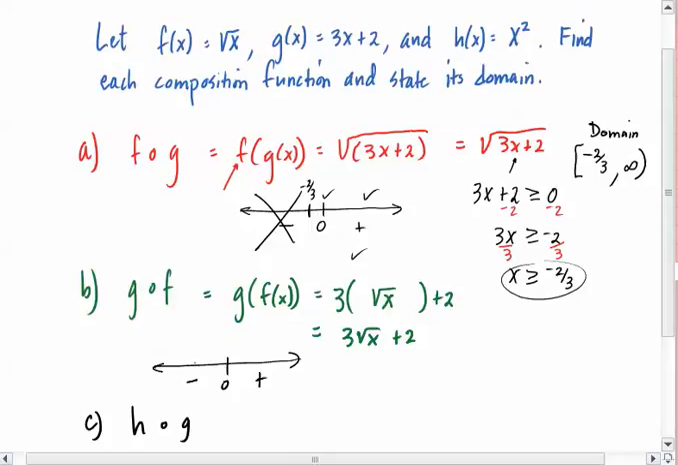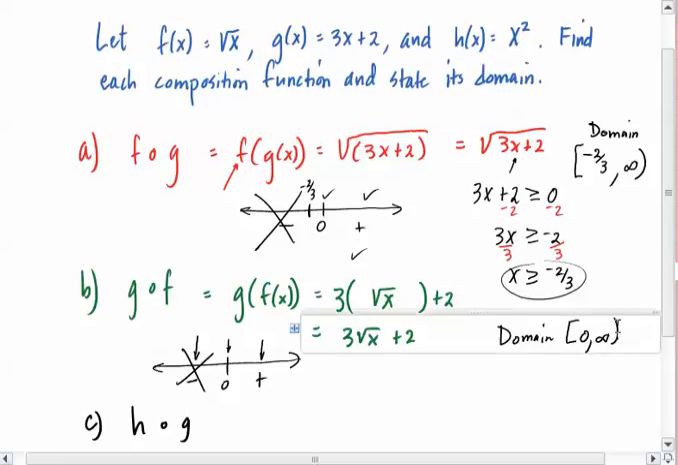Alright, so is it okay to put any negative number into that function? No, it's not. Is it okay to put a 0 into that function? Yes, it is. Is it okay to put a positive number? Yes, indeed. So my domain ends up being from 0 to infinity.